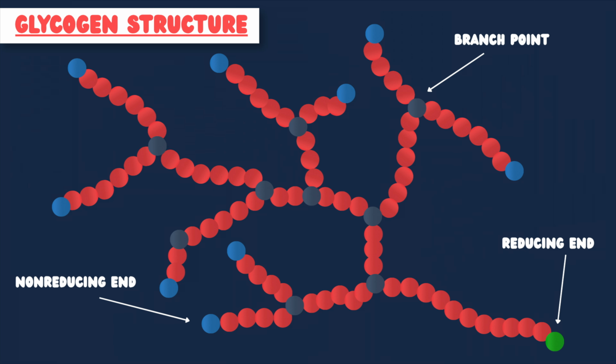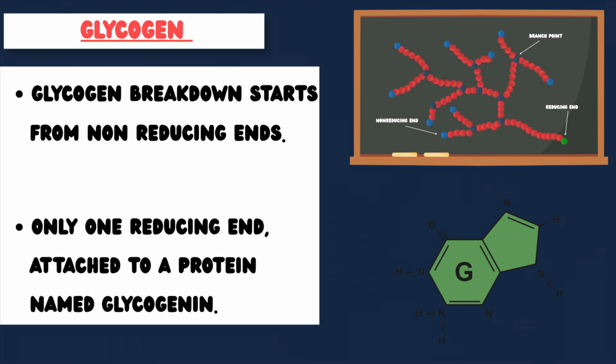So let's take a closer look with this diagram I made of glycogen structure. As you can see, the light blue dots are the non-reducing ends, and there are multiple of those on a glycogen structure. The dark blue or dark purple are the branch points, which there are also many of throughout glycogen structures, but there's only one reducing end at the bottom right. Green is the one reducing end, and we'll talk about why that's important.